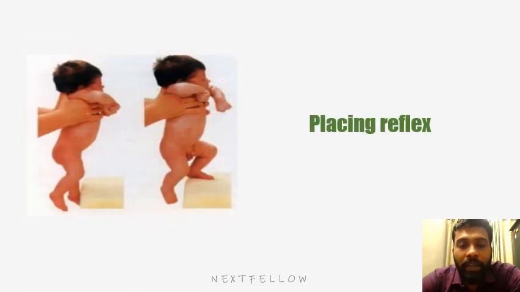Next is the placing reflex. As the word suggests, it is bringing the anterior aspect of the child's tibia against the edge of a table or any surface. The response is that the child lifts its leg onto the table. It appears at birth and disappears by 6 weeks.